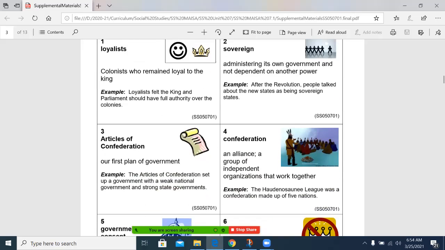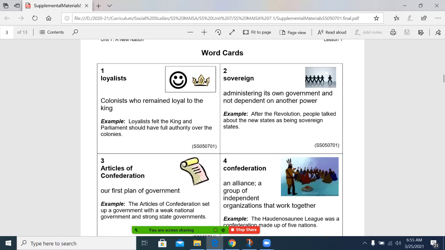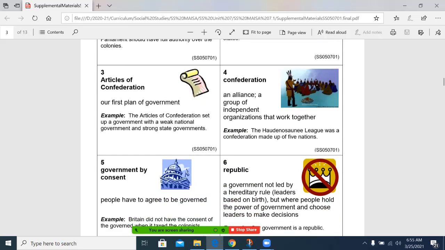Some key words: loyalists, colonists who had remained loyal to the king; sovereign, administering its own government and not dependent on another power. And you may hear that term sovereignty with our own community here and other native nations around Turtle Island. Articles of Confederation are the first plan of government. Confederation, alliance, a group of independent organizations that work together.